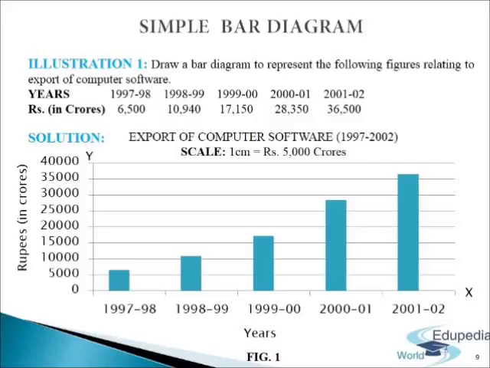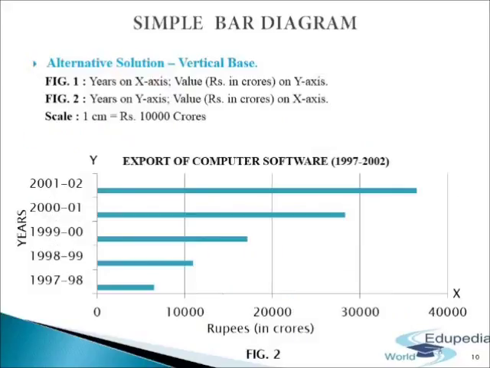On the x-axis, we will take the years, that is from 1997 to 2002, and on the y-axis, we will plot the values, that is 5,000 to 40,000. According to the values of a particular year, we will make a bar on the diagram, as we can see in the diagram. This is how we will prepare a simple bar diagram. Alternative solution, that is vertical base.